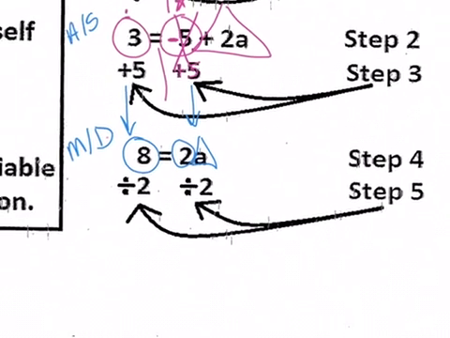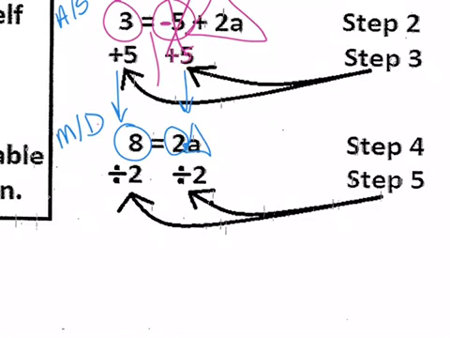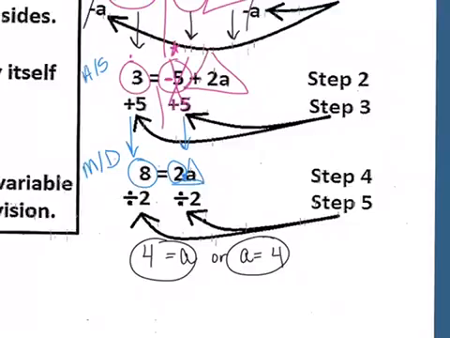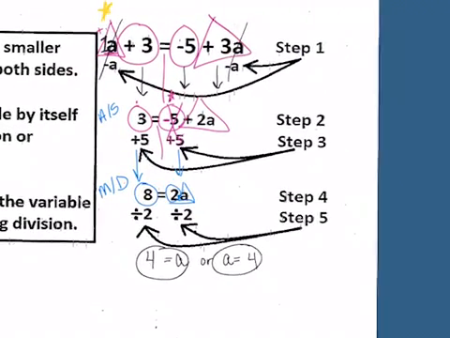Divided by 2. Since 2A is technically 2 times A, I'm going to do the opposite. I'm going to divide. So it'll be 8 divided by 2 equals 4. So A equals 4. That's so cool. So it's the same thing. It's just like those two steps, except you start out a little bit harder. You got one extra step.